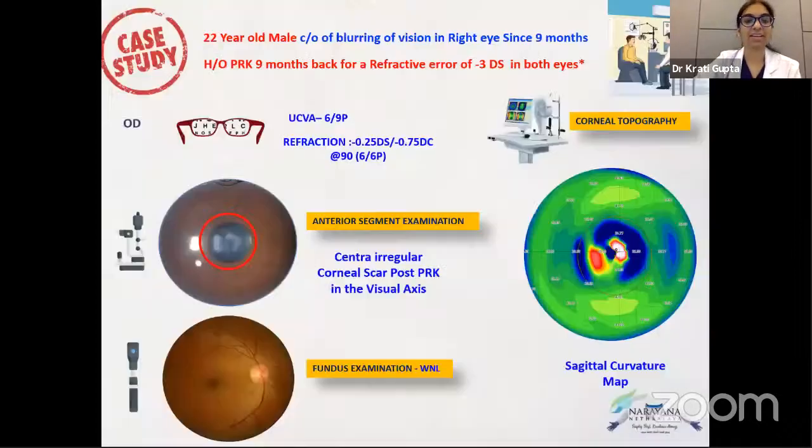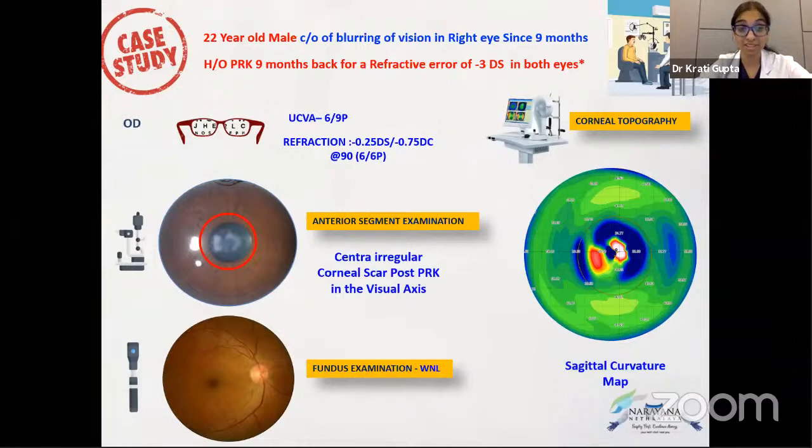Next slide, please. So my case is a 22-year-old male who visited us with complaints of blurring of vision in his right eye since the last 9 months. He gave a history that he underwent PRK surgery 9 months back for refractive error correction of -3 diopter sphere in both his eyes. On examination, his uncorrected visual acuity was 6/9 in the right eye, and the best corrected visual acuity was 6/6 with a refraction of -0.25 diopter sphere and -0.75 diopter cylinder at 90 degrees.